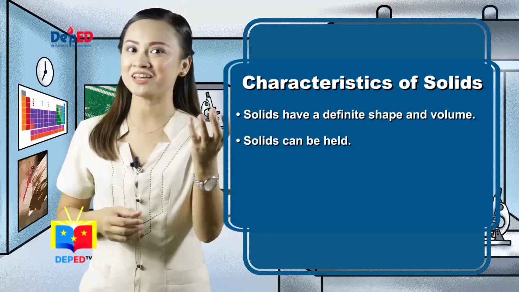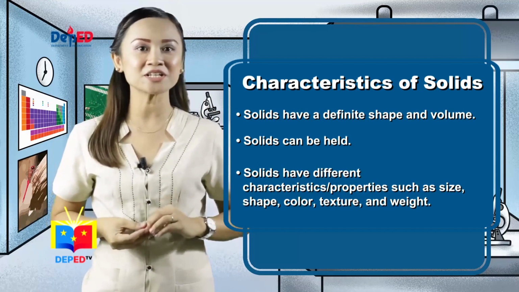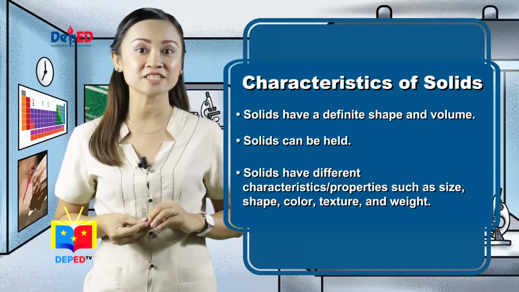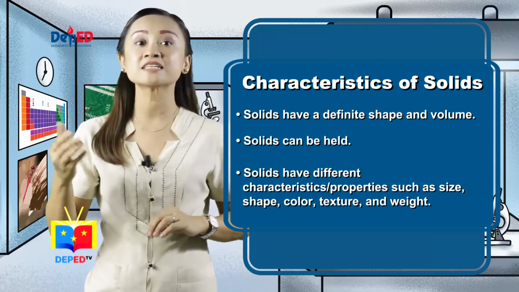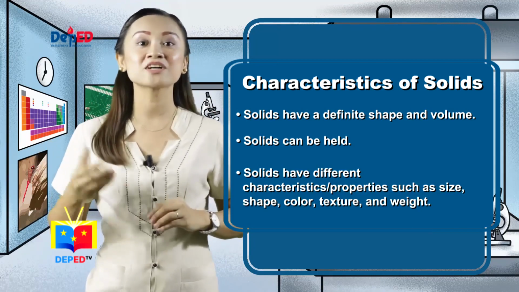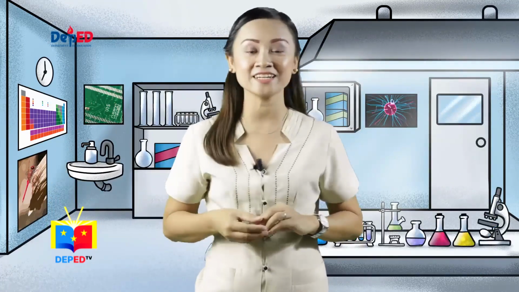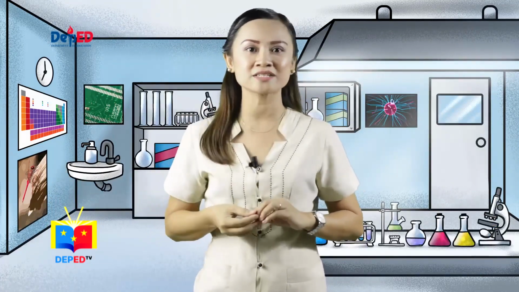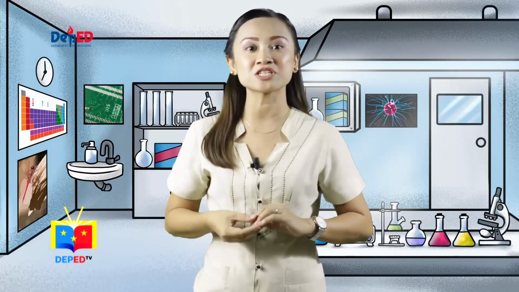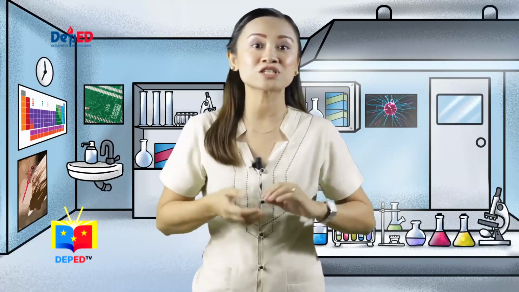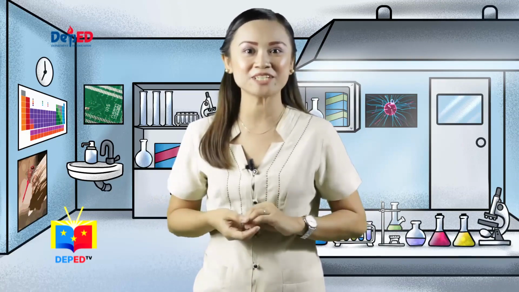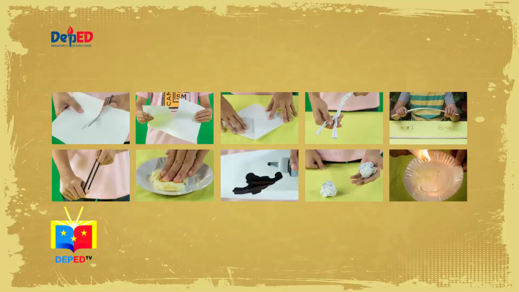You can hold solid. Solid materials have different characteristics or properties such as size, shape, color, texture, and weight. In this lesson, you will think of some ways by which you can change the solid materials and then observe the changes that happen to each material. Let's have paper as an example. Do you think we can do something to change the characteristics or properties of this paper?